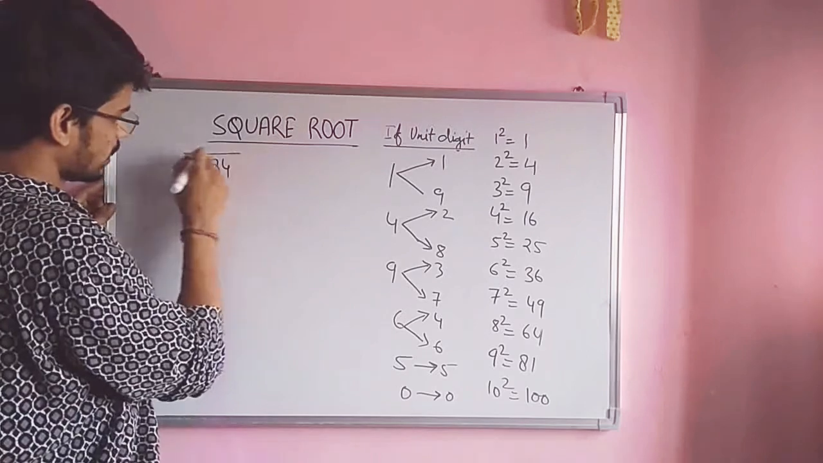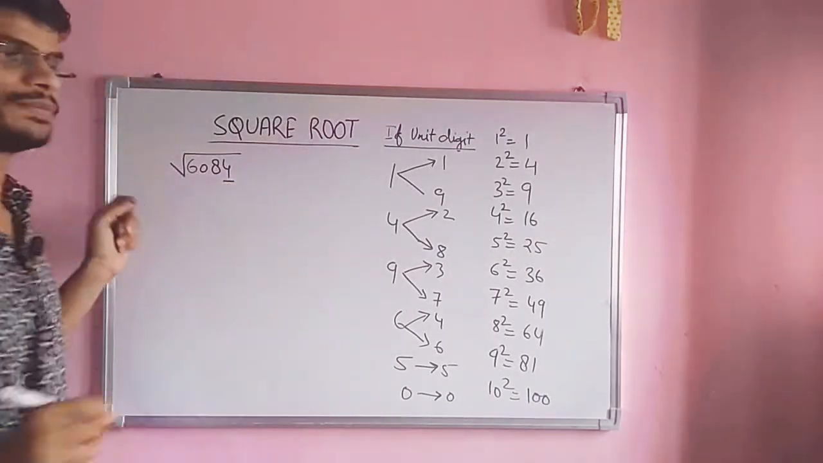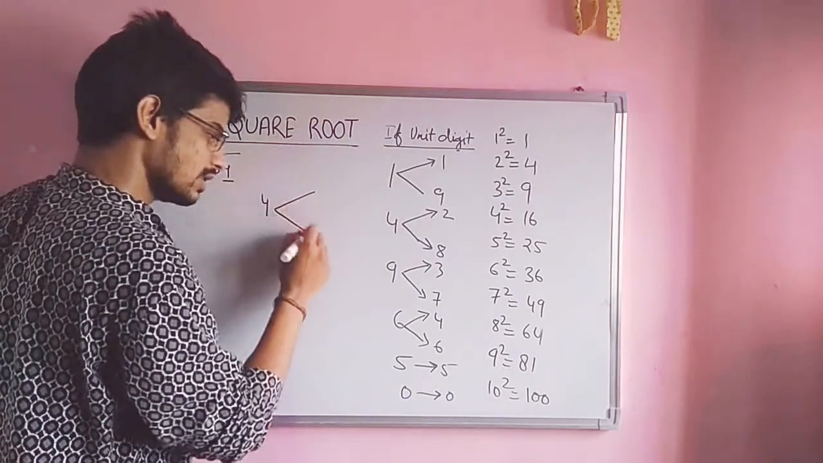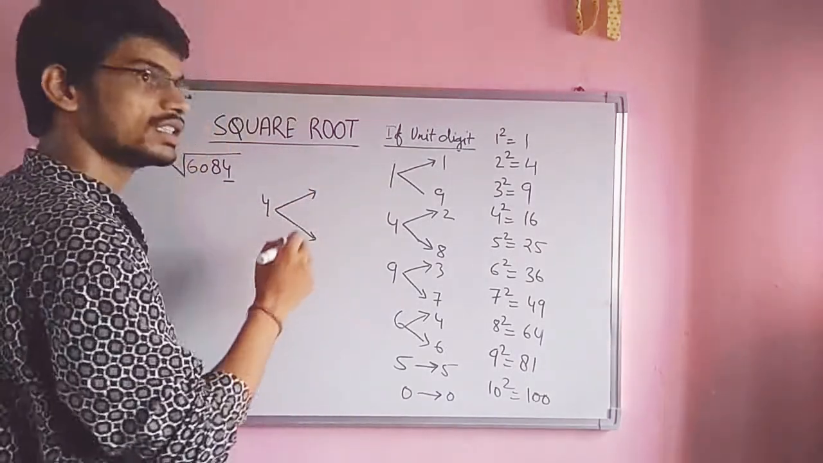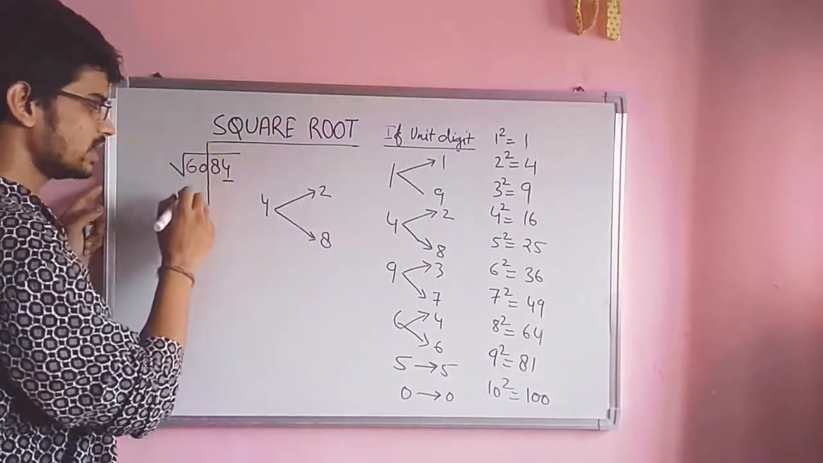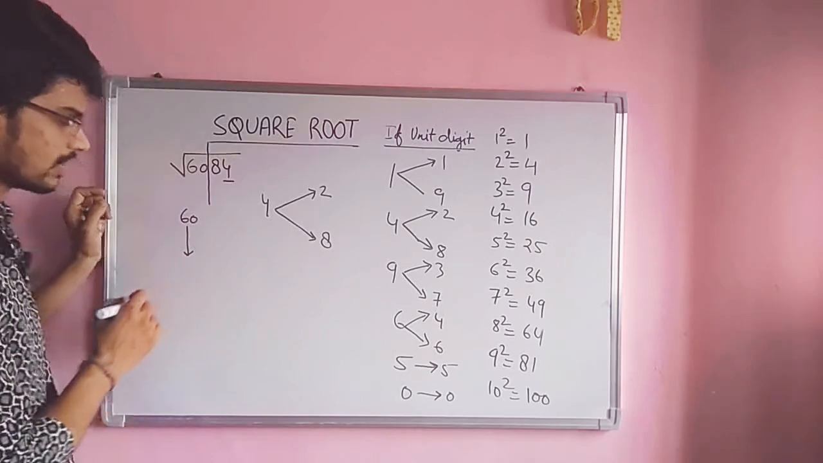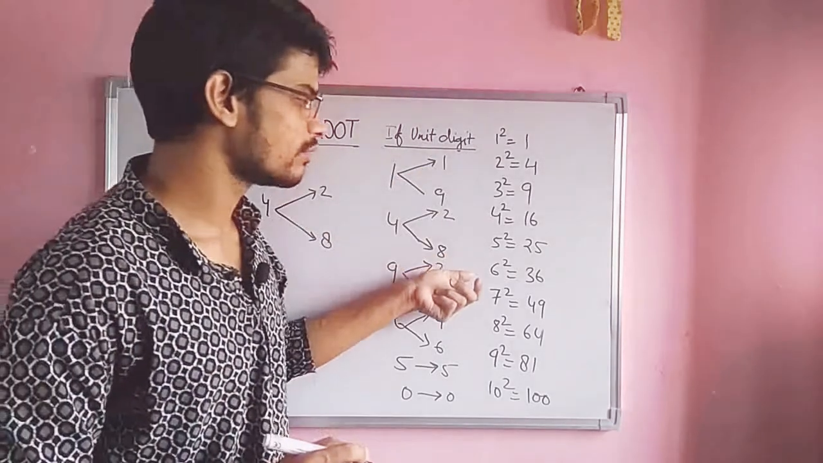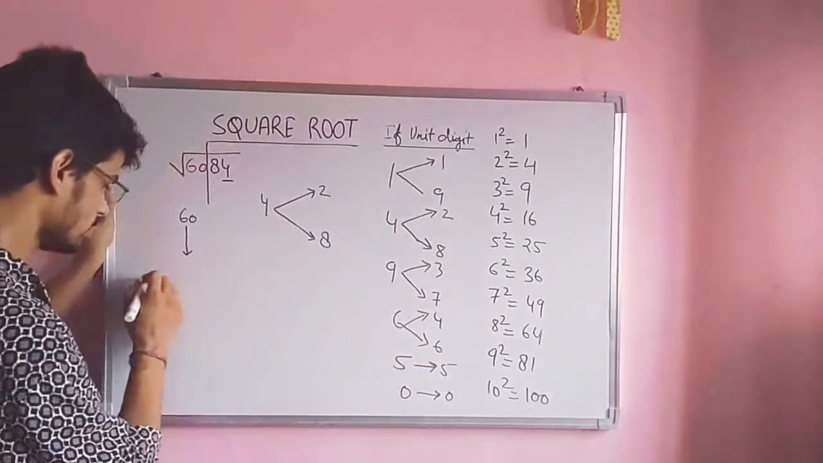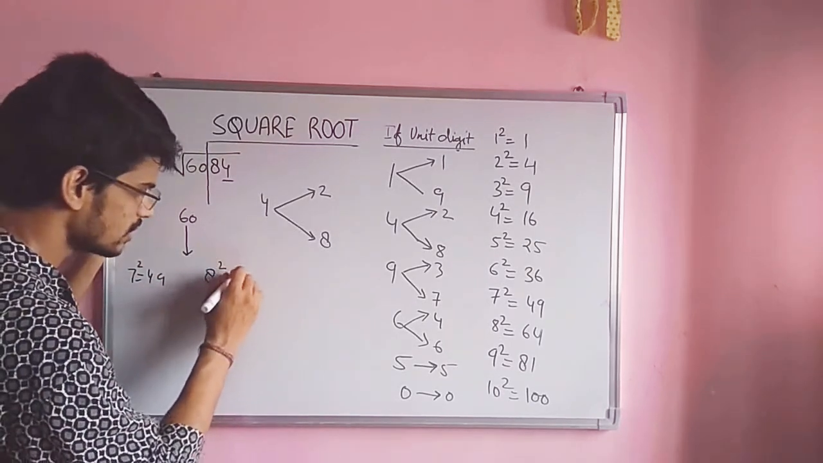6084, square root of this number. First of all, consider the unit digit. Unit digit is 4, so we can say the square root's units place is either 2 or 8. Now separate the first two digits and check between which squares they lie. 7 square is how much? 49, and 8 square is how much? 64.